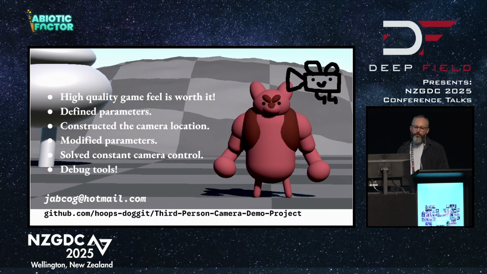Quick wrap up, what we've talked about: programming your own camera is totally doable, and the reason you do it is for high quality game feel, to have control over the way your game feels. We've defined the parameters that you need, we've constructed the camera location, we've modified parameters, and we have solved constant camera control.